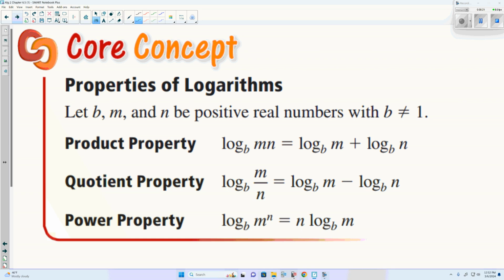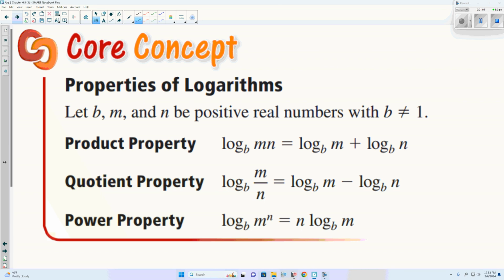Now, what we're looking at today are three properties of logarithms. The first one is our product property. If we have two or more things multiplied together inside the log, we can rewrite it as an addition of logarithms. So log base b of m times n is the same as log base b of m plus log base b of n. Our quotient property: if we have log base b of m divided by n, two things being divided inside the log, we can rewrite it as two logs being subtracted. And our term on bottom would go second after our minus.